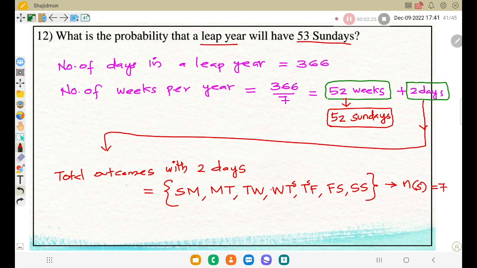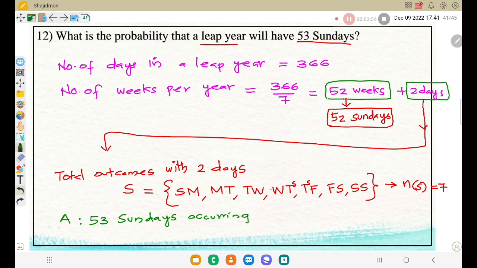This is the sample space. The number of days in the sample space equals 7. Now, what is our question? I am defining one event here, A. What is our event? 53 Sundays occurring in a leap year, correct? 53 Sundays occurrence.